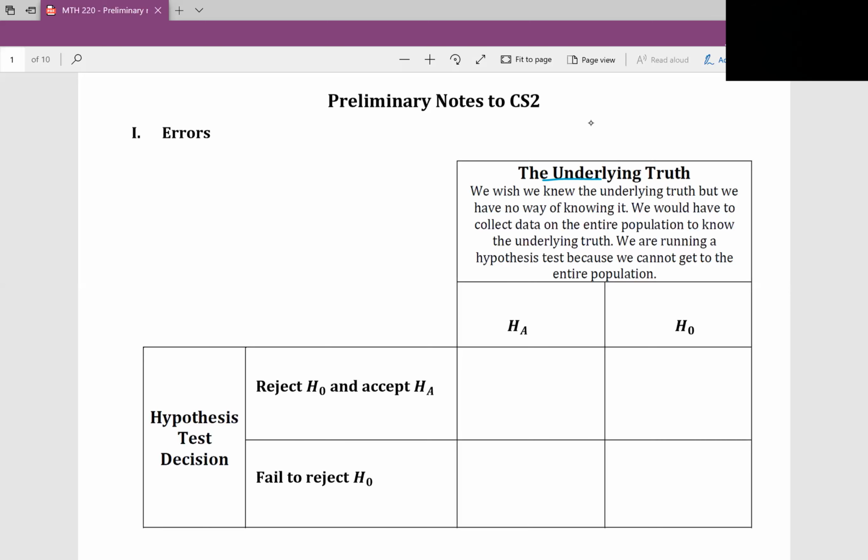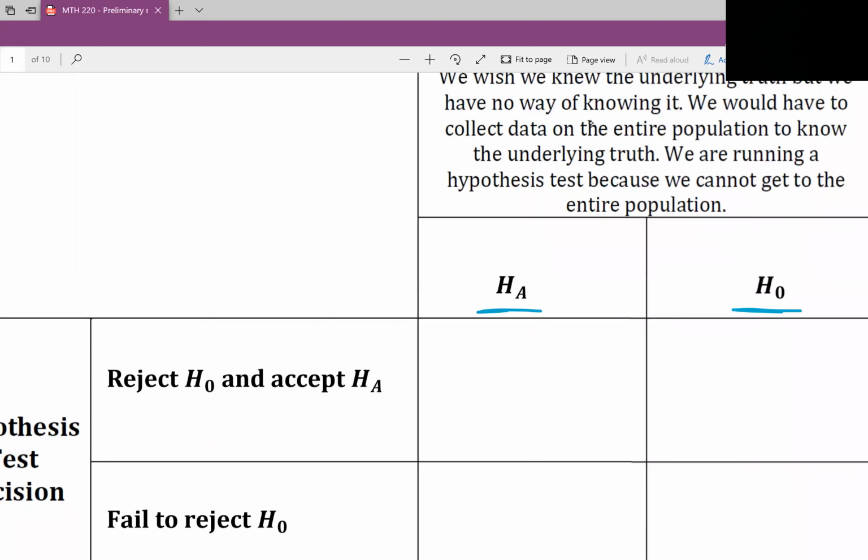So there are two potential decisions when we run a hypothesis test. We can reject H0 and accept HA, or we can fail to reject H0. And there are two possible underlying truths. Either the alternative hypothesis is true or the null hypothesis is true. So let's start off with this first row. If we reject H0 and accept HA completely, and HA is the truth, well, then that means our decision is correct. So what goes in this box here is the words correct decision.